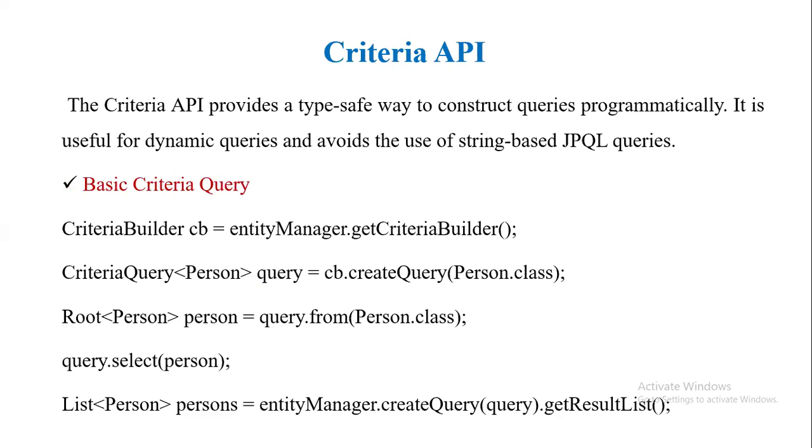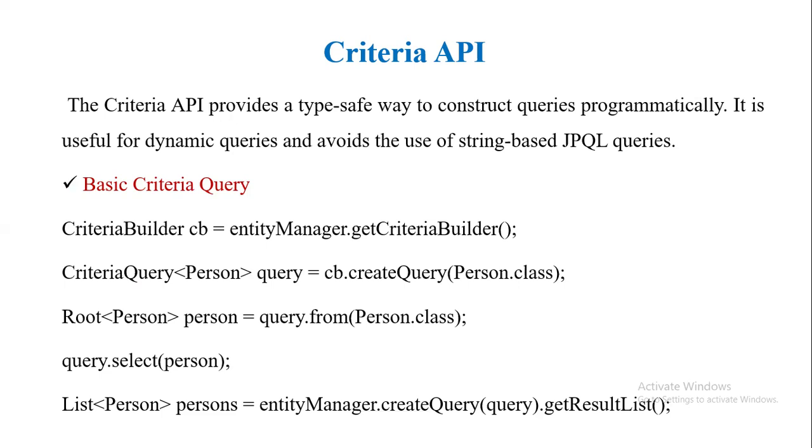So here we have a class called CriteriaBuilder, and we have created the object for CriteriaBuilder as cb equal to entityManager.getCriteriaBuilder(), which gets a CriteriaBuilder object used to construct the queries programmatically. And the second line, CriteriaQuery<Person> personQuery equal to cb.createQuery(Person.class). It creates a type-safe query that will return the Person entity.